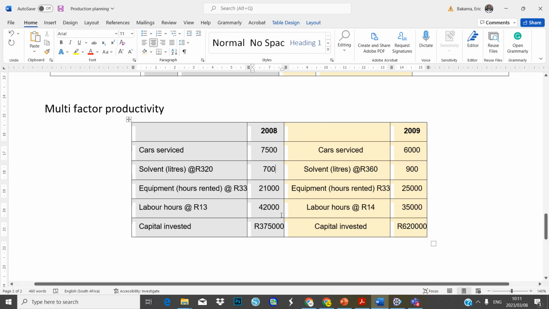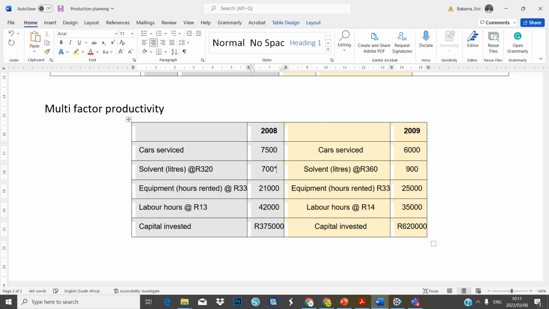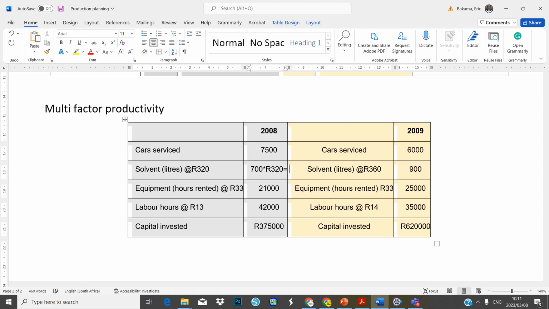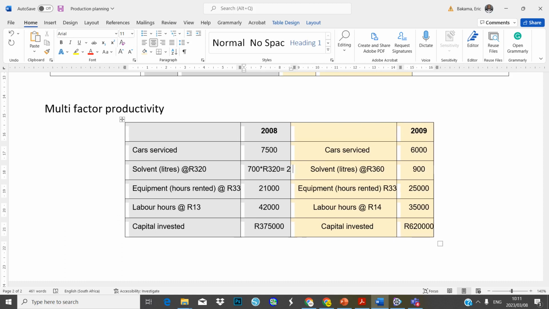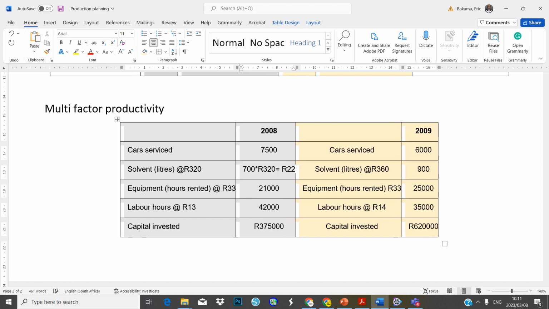So in the first case here, they say that we have used 700 liters of the solvent. How much is it in rand? In rand, we need to take the 700 and multiply it by the 330 to find out how much we have spent in terms of amount. The value is going to be in rand, which is 231,000.